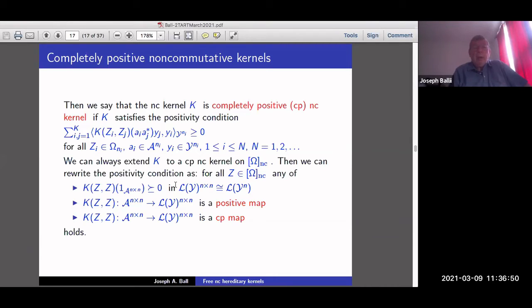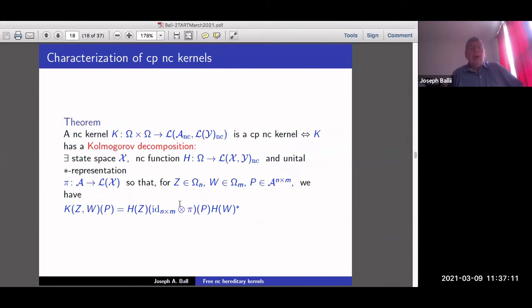Then there are equivalent formulations. If K is extended to the noncommutative envelope, then because you have all this freedom of throwing in more direct sums, and you use preserves direct sums, then these simpler conditions can hold. Then we have Kolmogorov decomposition for this, which should look familiar now.